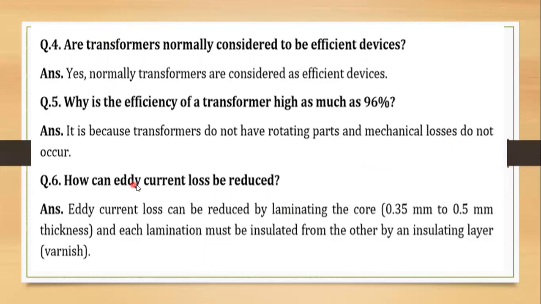Okay. How can eddy current loss be reduced? By using a laminated core. Eddy current loss can be reduced by laminating the core of the transformer. You know well, laminations are from 0.35 mm to 0.5 mm thickness. Each lamination must be insulated from the others by an insulating layer called varnish. That's why the eddy current loss in a transformer is reduced.